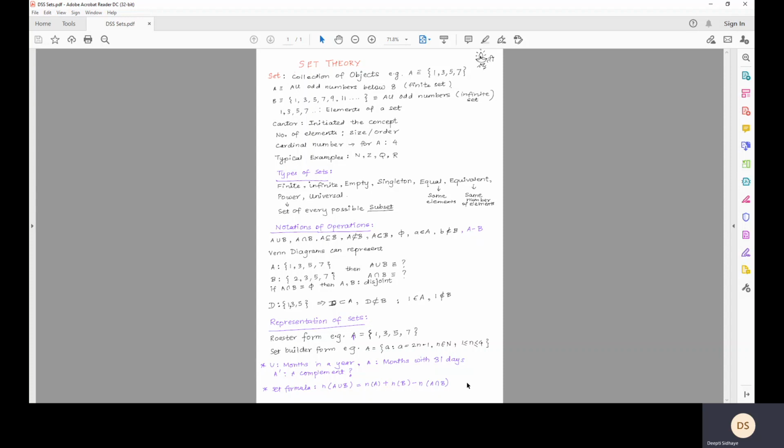And then there are different formulae. One of the most important formulae being the number of elements of A union B is the number of elements of A plus the number of elements of B minus the number of elements of A intersection B.